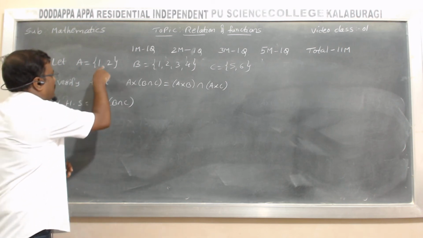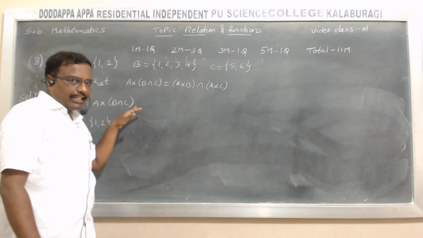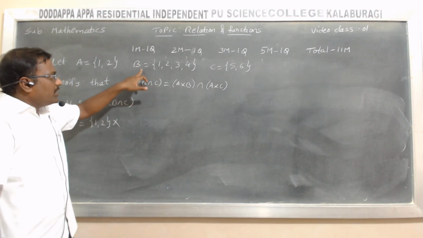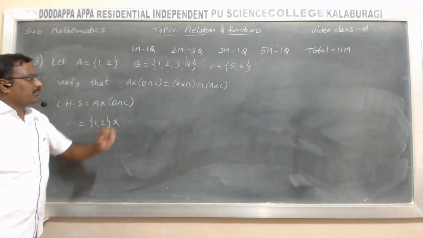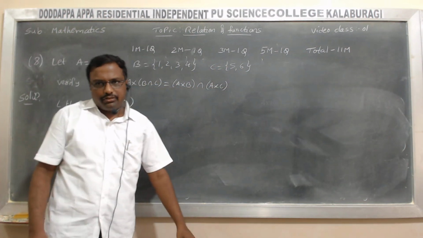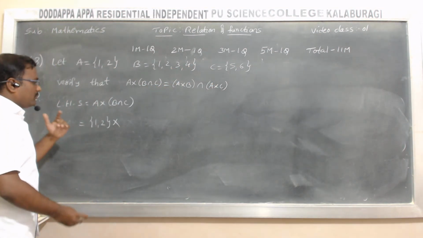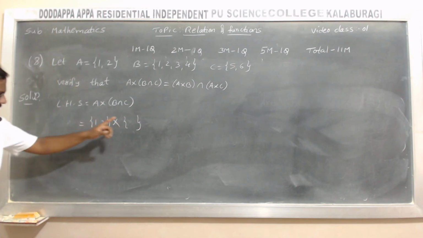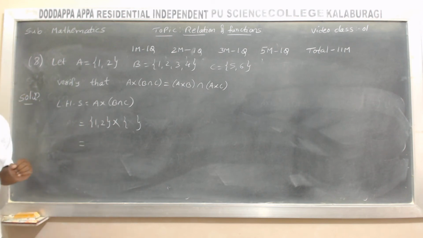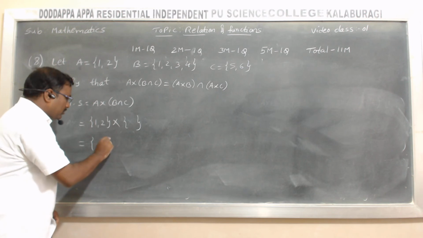Here the A set is given as {1, 2}, cross. We can directly write the value of B intersection C. Here the B value is given as {1, 2, 3, 4}, and the C value is given as {5, 6}. Intersection means taking the common elements of these two. What is the common element here? There is no common element in these two, so we get the null set. When you get the null set, the Cartesian product is also the null set.